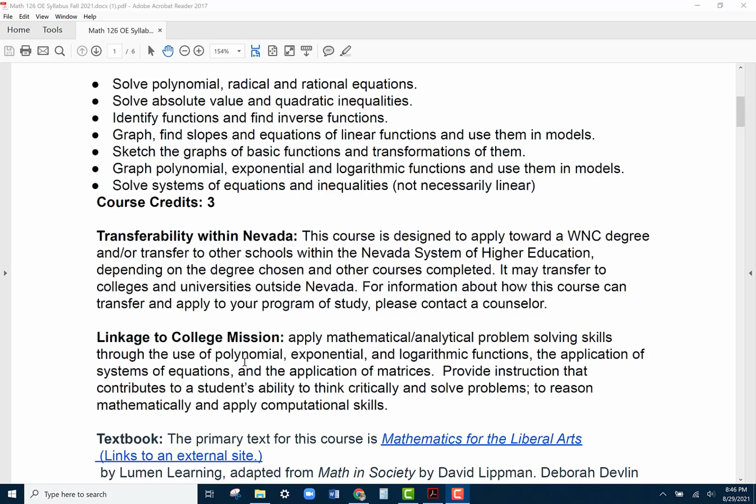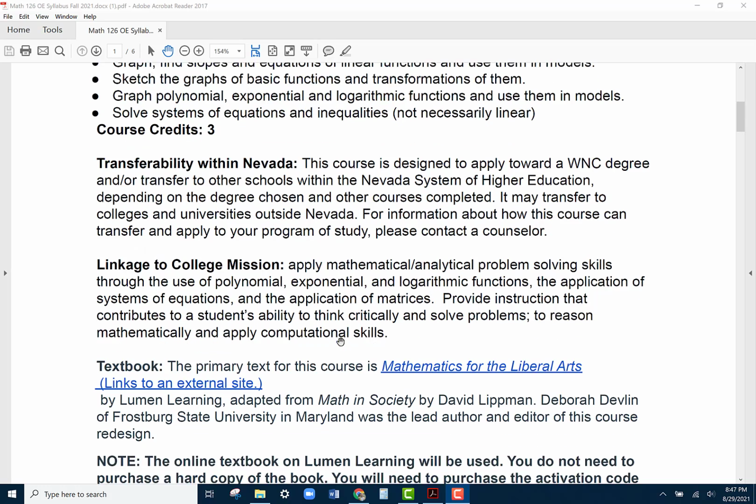Transferability within Nevada. This course is designed to apply toward a WNC degree and/or transfer to other schools within the Nevada System of Higher Education, depending on the degree chosen and other courses completed. It may transfer to colleges and universities outside Nevada. For information about how this course can transfer and apply to your program of study, please contact a counselor.